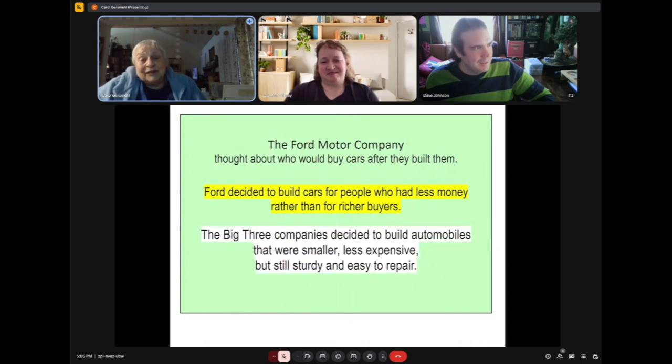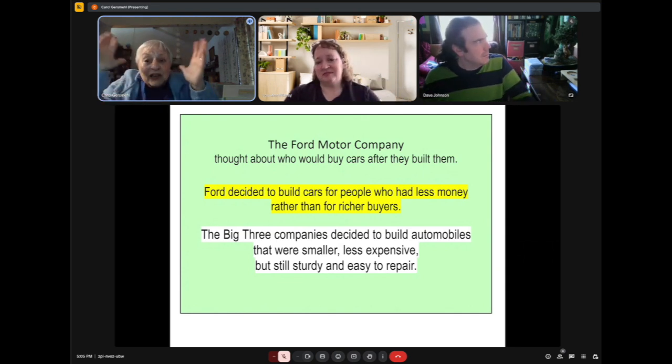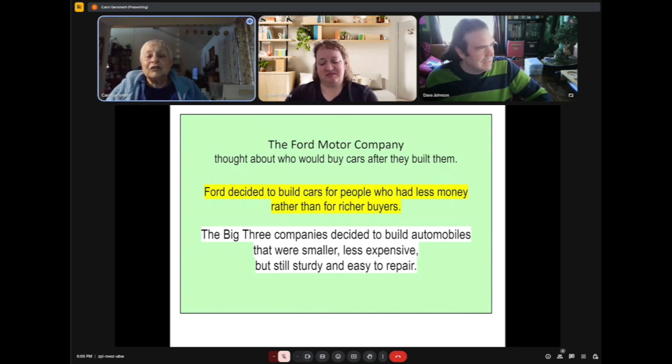That means that the Ford Motor Company, but all of the other big three, wanted to build cars for regular people who had less money. They just really weren't interested at first in the rich. Really, there were movie stars, there were gangsters, there were really wealthy lumbermen and mine owners and manufacturers. They could buy expensive luxury. But that's not what the big three were interested in. They wanted a small, less expensive, but sturdy car.